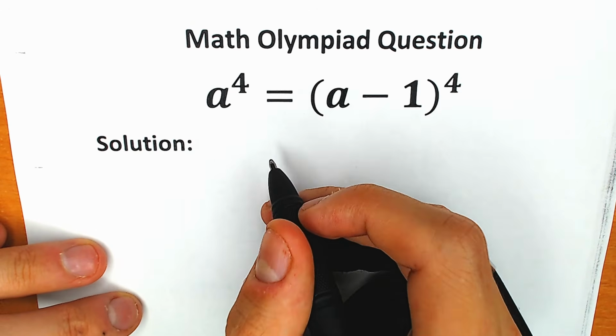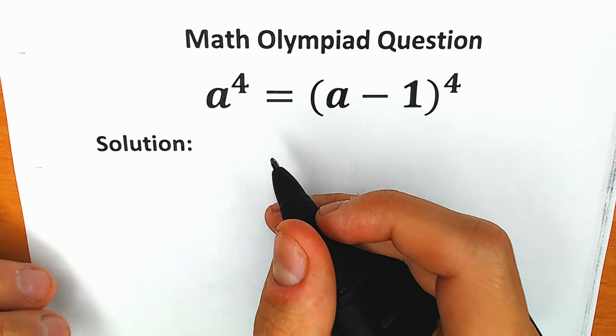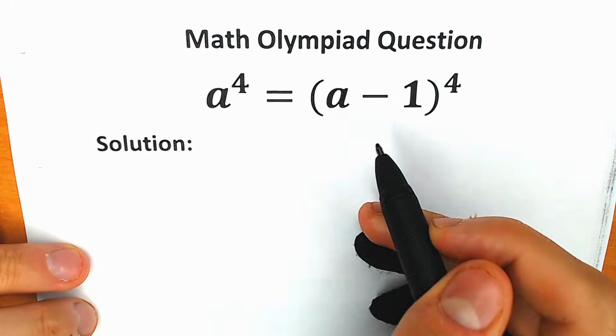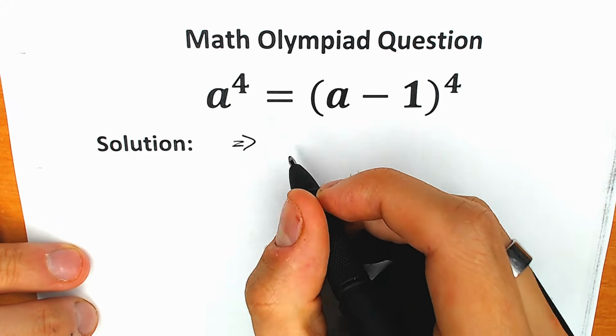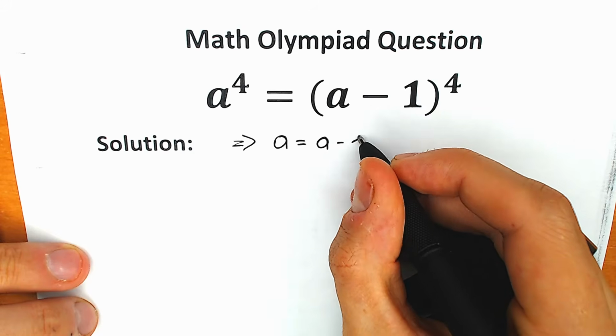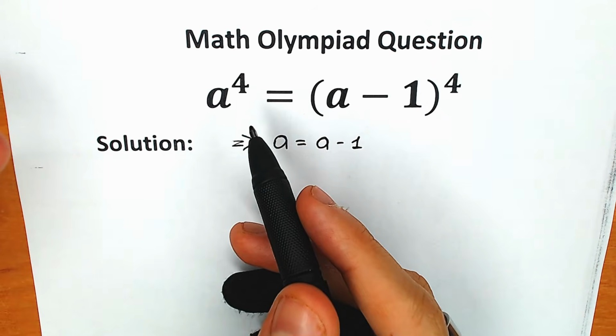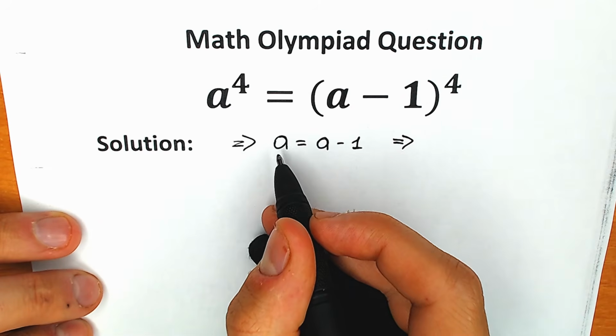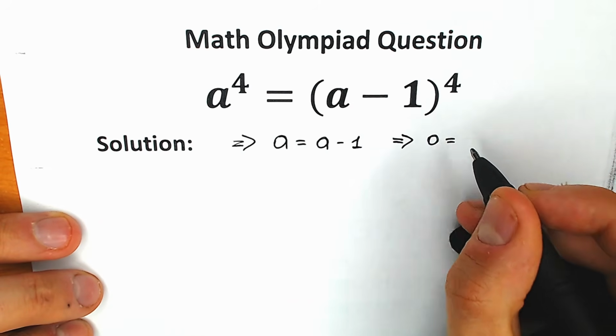Okay, so first of all, I'm going to start with one really interesting moment because a lot of students might be thinking that we can cancel this fourth power. We can cancel it from here, and as a result, we have a equal to a minus 1. A lot of students might be thinking that this is a correct way. We cancel it, but as a result, if we subtract a from both sides, we have 0 equal to minus 1.